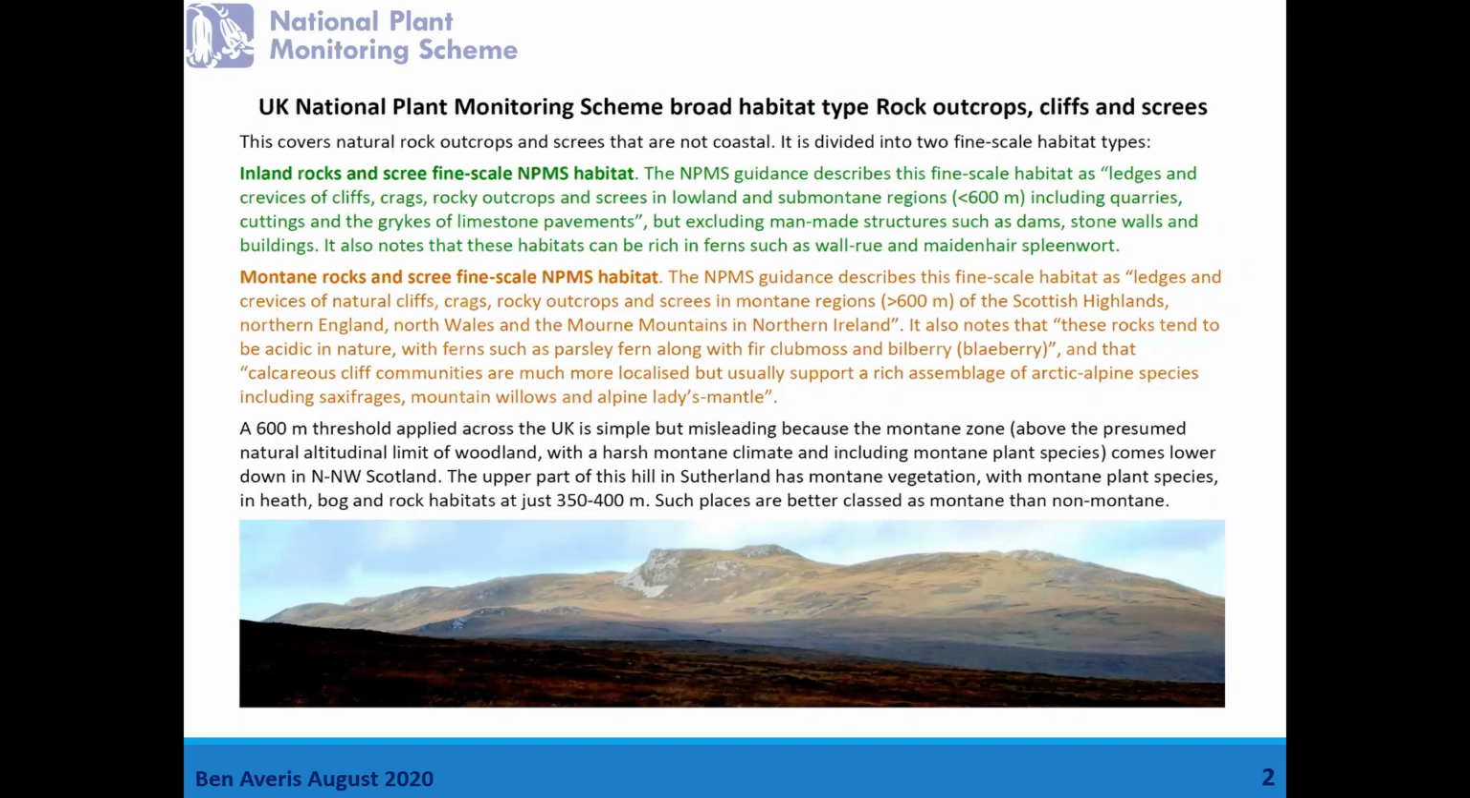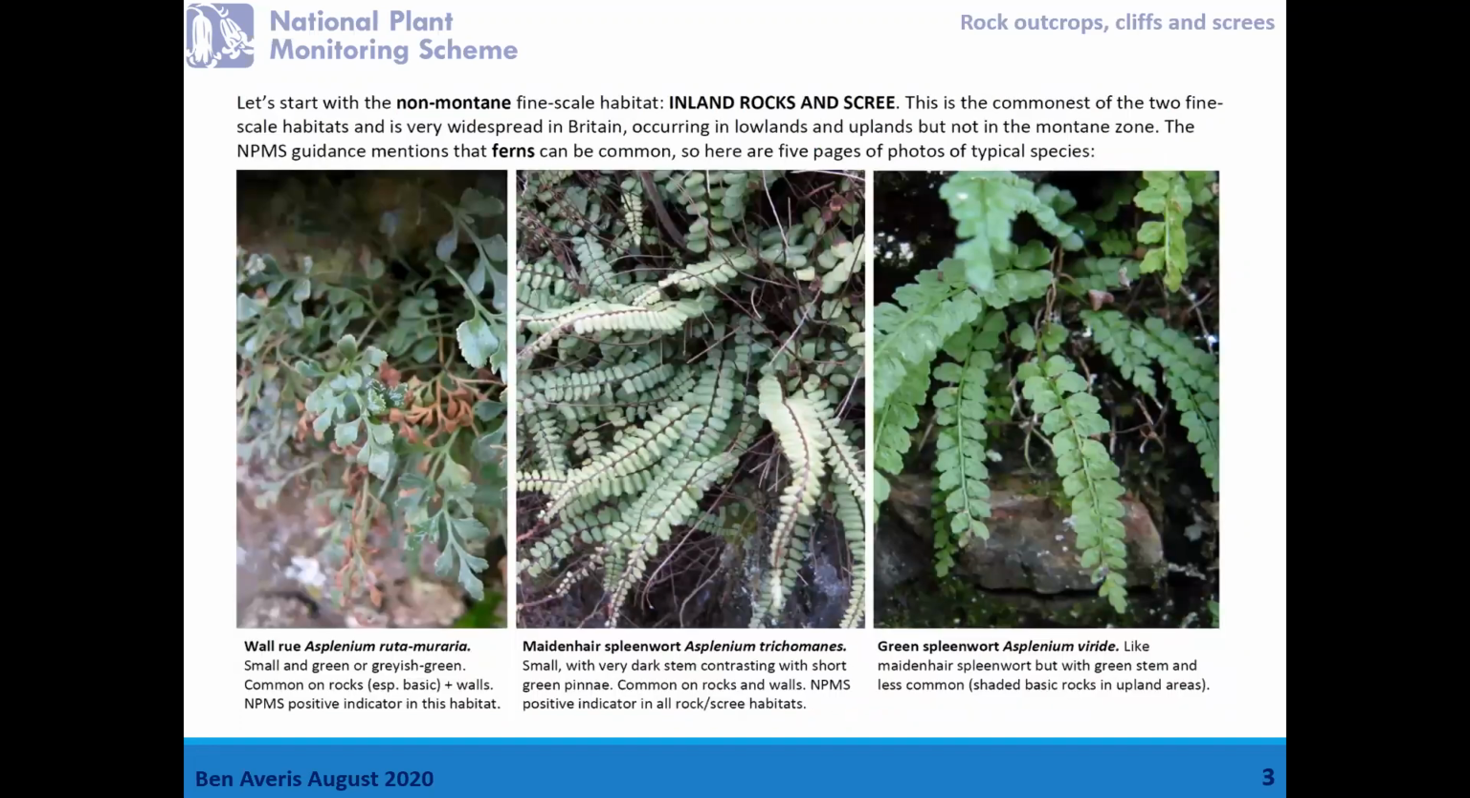And if we go to the next slide, this is the first of a few. There's 5 pages where I've shown some ferns, because as the NPMS guidance does mention, ferns are pretty significant in these rock habitats, and indeed, of course, they are. So we'll run through some pictures of ferns and have a look at their identification features. 3 on this page. These are all small ferns that can grow on steep rocks in little crevices and cracks and things.